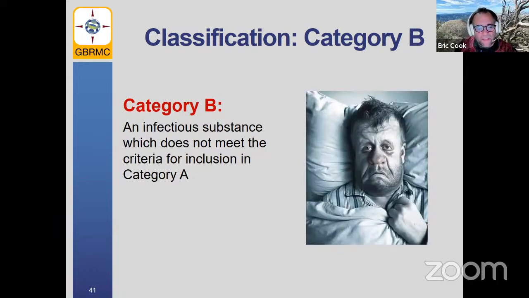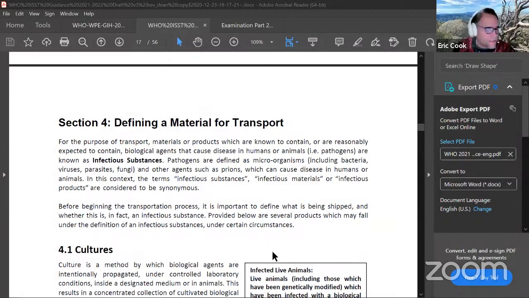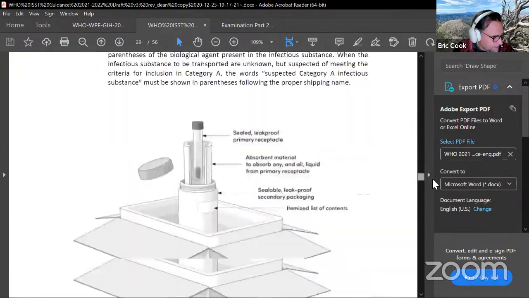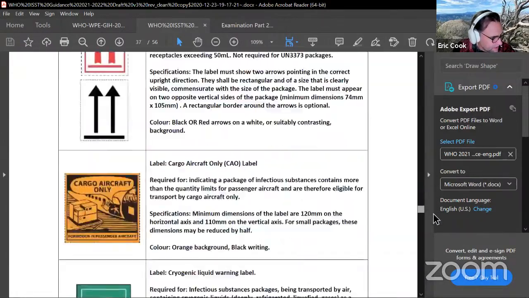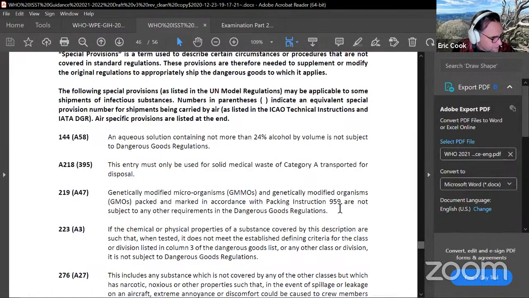So category B are infectious substances which are still pathogenic, still capable of causing disease, but do not cause that high-risk deadly diseases. So there's actually a list of examples. This is called the indicative list, and I'm going to have you turn back to the WHO guidance document. Let me pull that up. I'm going to scroll down to the appendix. Sorry, it's all the way towards the back. Here it is. It starts on page number 41.